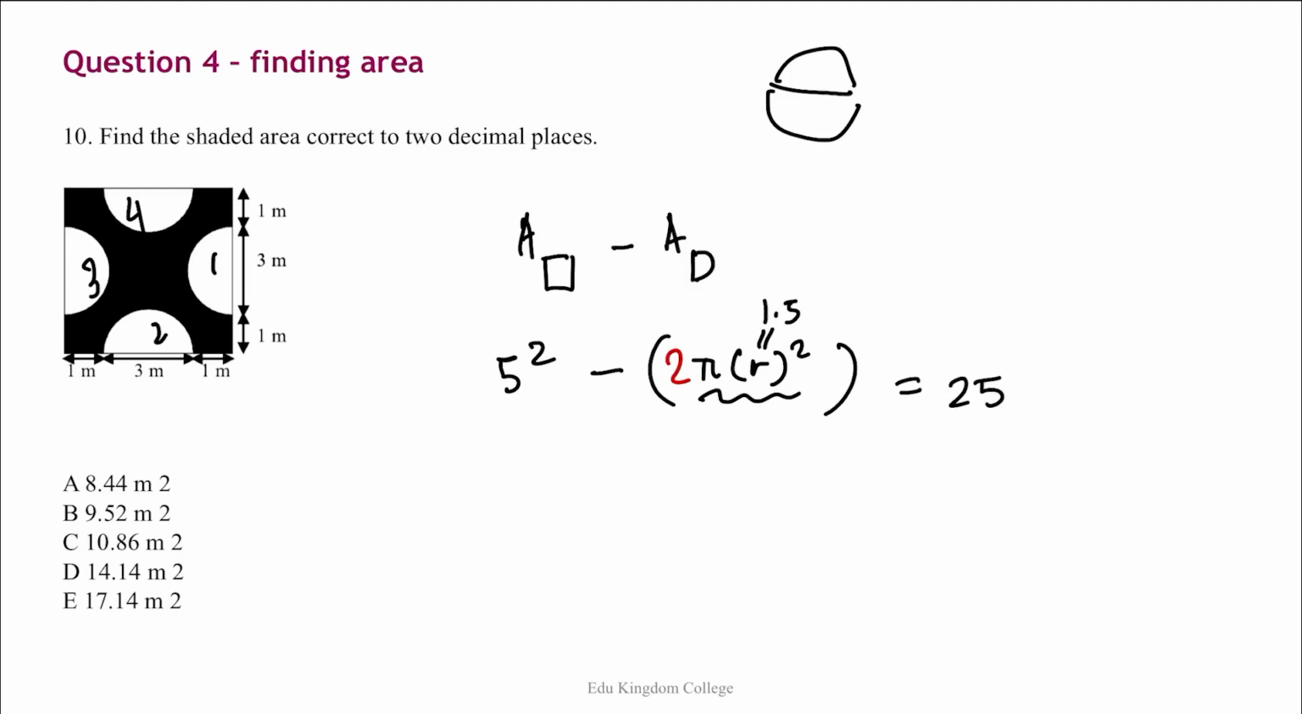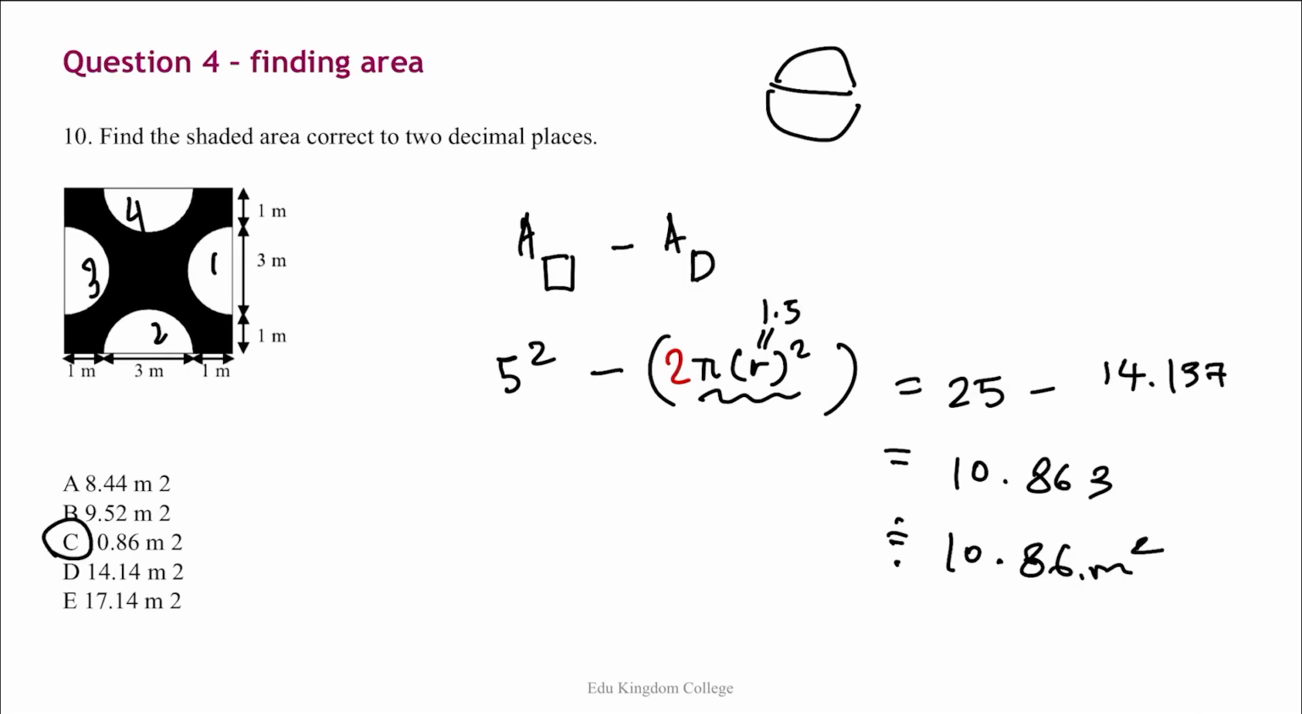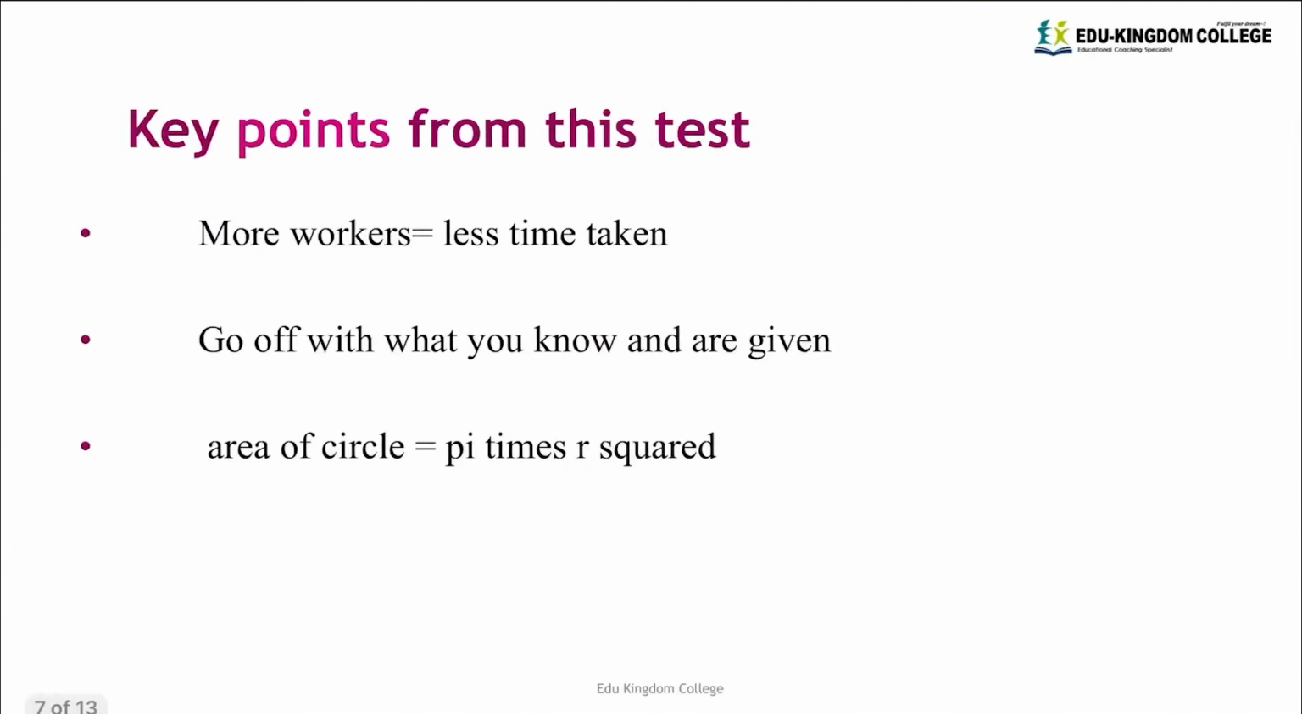So 25 minus, and actually this is equal to 14.137 if you work it out. A bit more than that, but we rounded it off to the nearest third decimal. So we subtract this. What do we get? We actually get 10.863. Okay? And we round this down to 10.86. All right. That's square meters. This is option C.